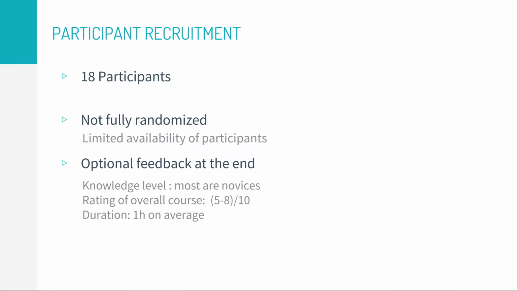Then we move to our results. Looking at our results, we were able to recruit 18 participants who fully completed our module. However, the testing wasn't fully randomized as learners were all friends and family members. 15 of the learners filled an optional feedback survey indicating their prior knowledge level of entrepreneurship, their overall rating of the module, their likes and areas of improvement.